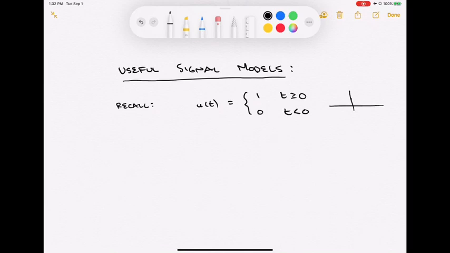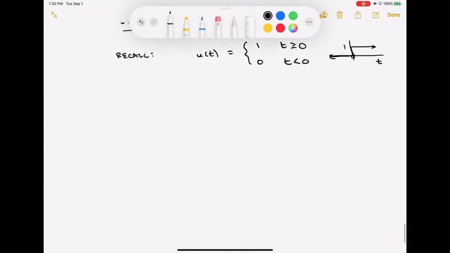And if I plotted that guy out, it would look like this: height 1 at any time greater than or equal to 0, and it's 0 to the left of that. So we've looked at things like that unit step before. We can do lots of things with just a simple model like that.